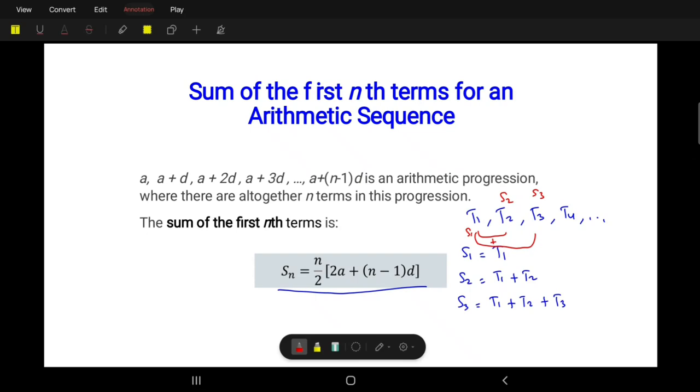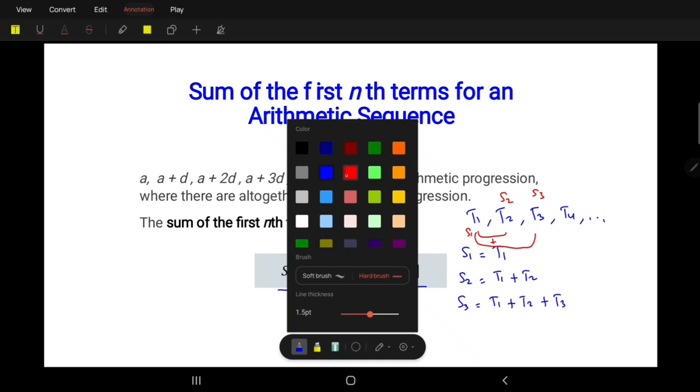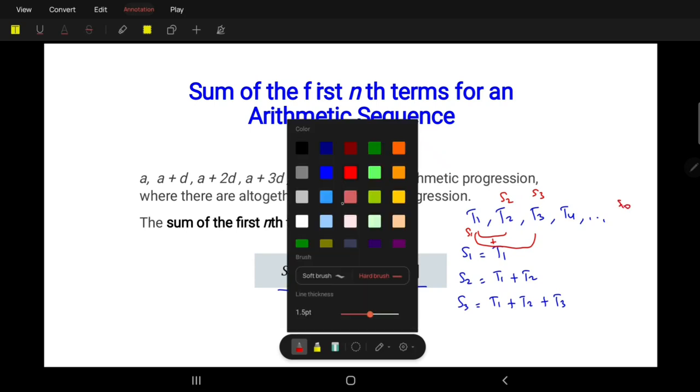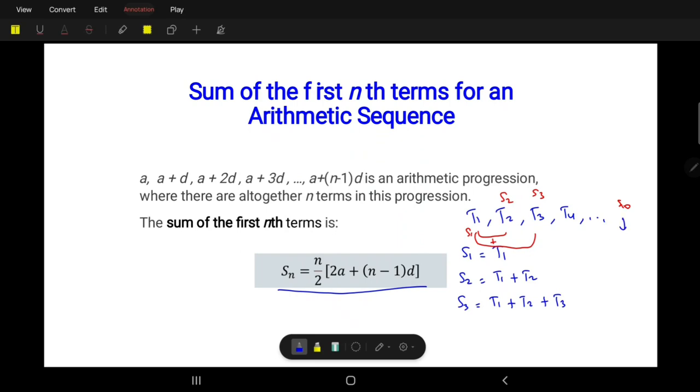Alright. So if you want to find S10, the sum of the first 10 terms, S yang ke-10, takkan kamu nak kira T1 plus T2 plus T3 sampailah T10, betul tak? So takkan macam tu. So we need to use this formula. Okay, boleh nak? You faham?